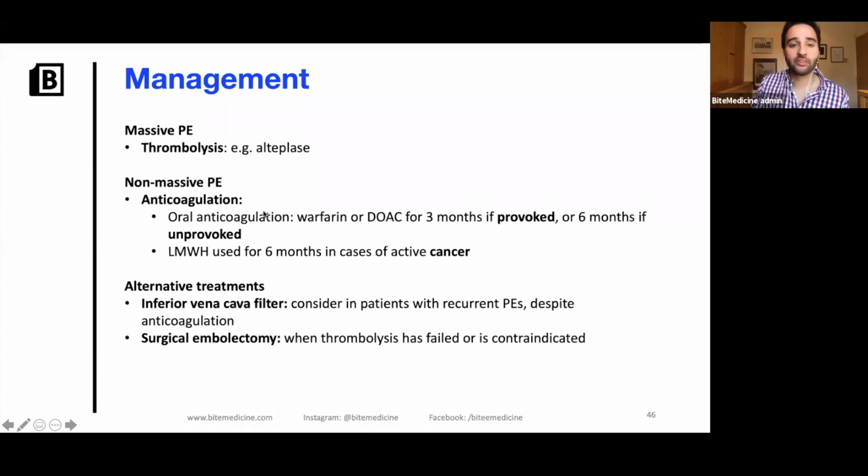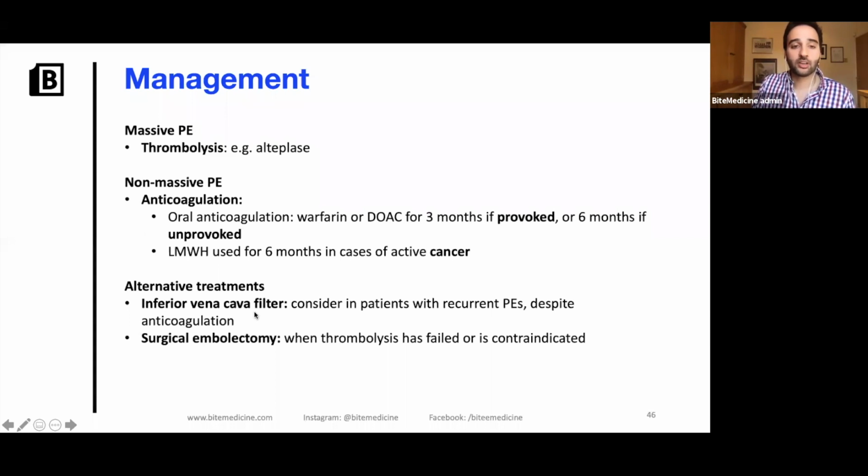Trust guidelines often differ mainly in terms of this first bullet point. So the trust I was at when I first joined in F1 advised that all patients with a newly diagnosed PE should be started on low molecular weight heparin immediately. Whereas they then changed this when I was in F2, working in the emergency department. They said, actually, patients don't need to be started on low molecular weight heparin immediately. They can just be started on a DOAC, like rivaroxaban. So that often differs between trusts, but if you learn this, you'll be absolutely fine.